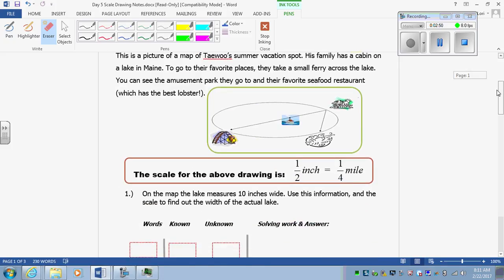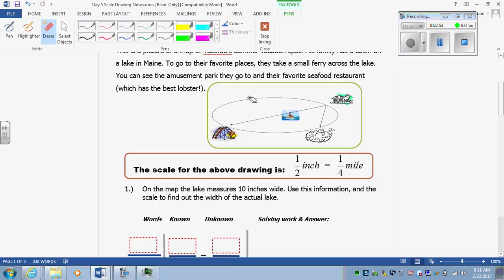Let's look at the drawing here. We have a drawing, and this oval part of the drawing is a lake. We have someone's cabin on the lake, I guess a vacation home. We have an amusement park, which is kind of right across from the cabin. We have a restaurant, which is a little bit closer to the cabin. In order to travel from the cabin to the amusement park, we have to take a ferry, and a ferry is just a boat that transports you across the lake, since there doesn't appear to be any road or bridge that's going to cover the lake.